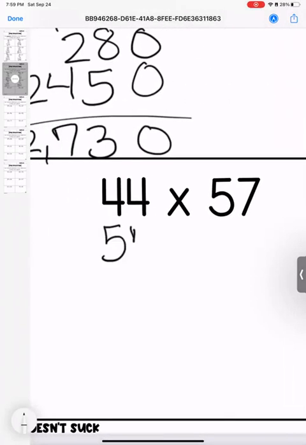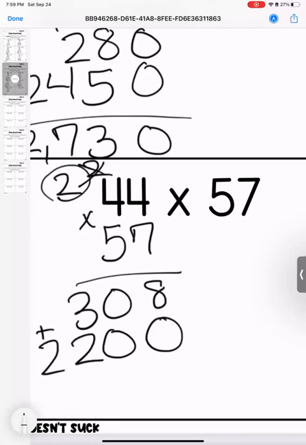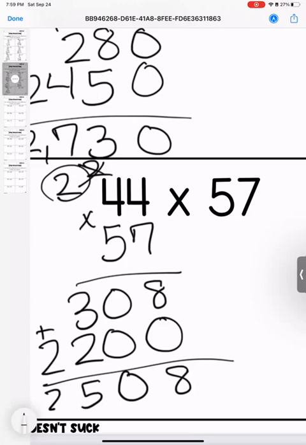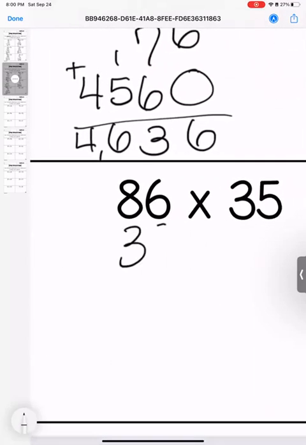44 times 57. 7 times 4 is 28. 7 times 4 is 28. Add 2 is 30. Place saving 0 and we slide to the tens. 5 times 4 is 20. 5 times 4 is 20. Add 2 is 22. We stack. We add. 8 plus 0 is 8. And 0. 3 plus 2 is 5. Our 2 is our 1,000. 2,508. Last one for this.